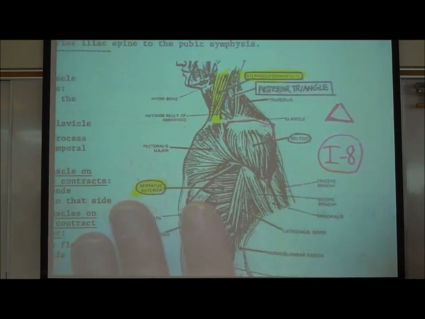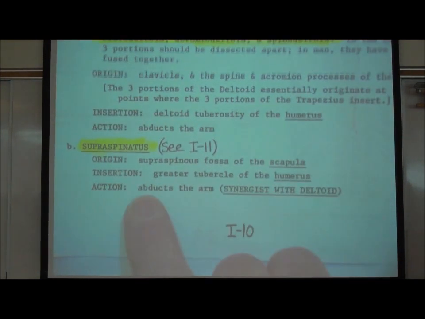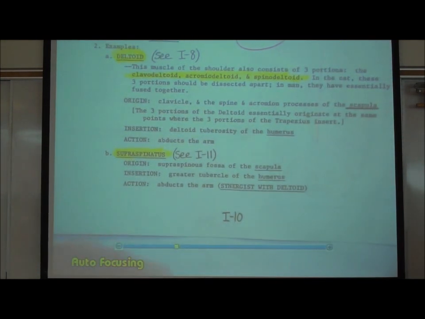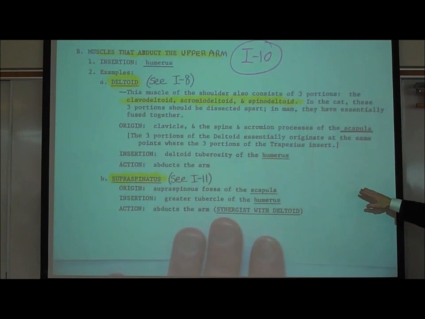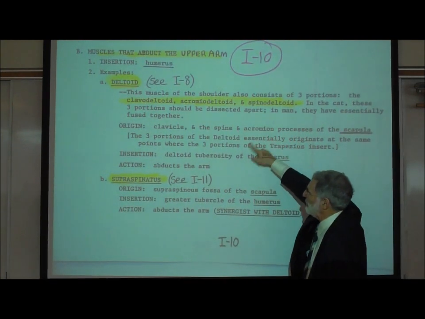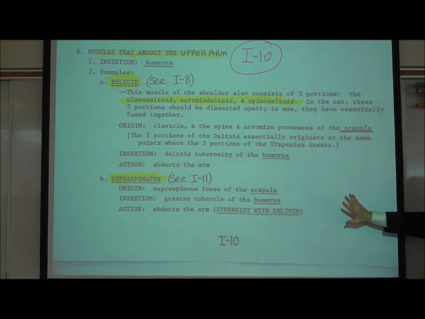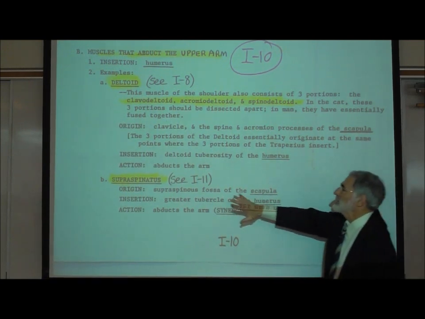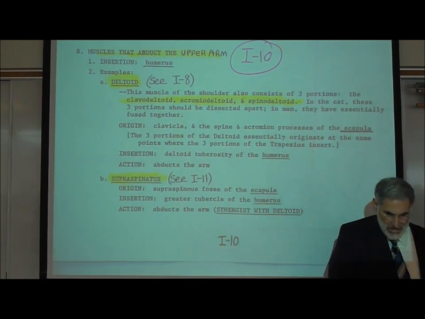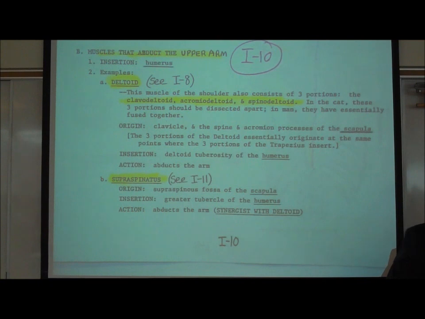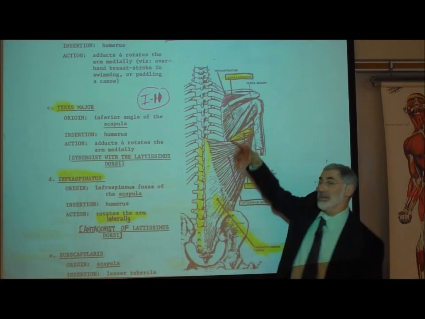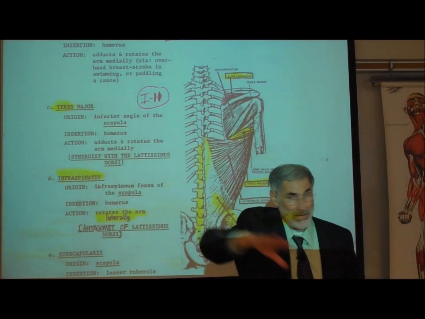What about the other muscle we mentioned on I-10 at the bottom? And incidentally, you'll notice I did write on I-10 about how there's really three parts to the deltoid. The helper muscle is the supraspinatus. And we can see a picture of it on I-11. You'll notice the spine of the scapula.